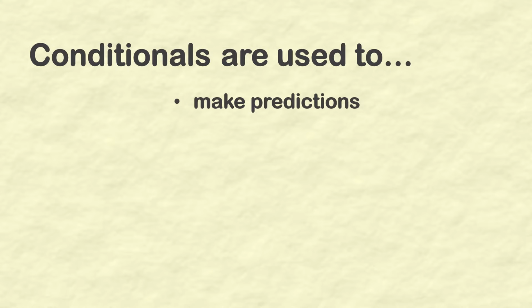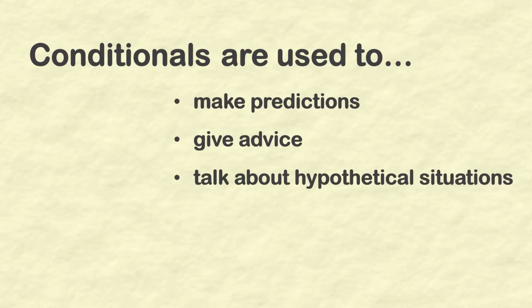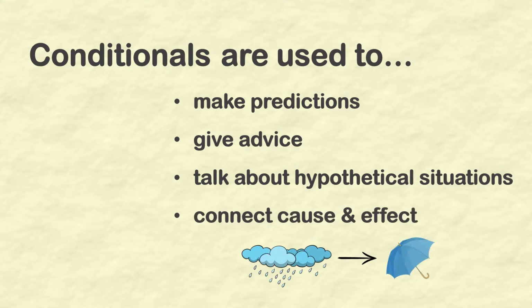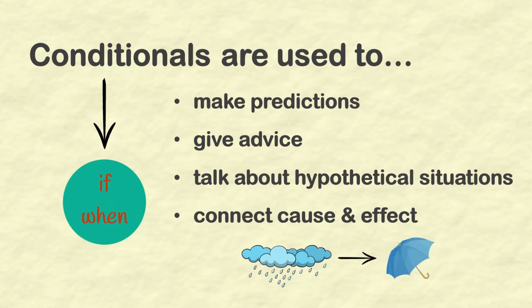Conditionals are an important part of English. We use them to make predictions, to give advice, and to talk about hypothetical situations. Conditionals help us connect cause and effect. Conditionals generally use if or when to introduce conditions, but other words or phrases can also be used.